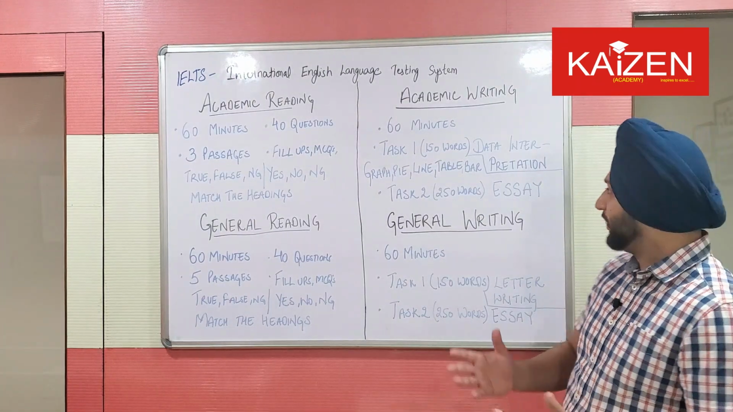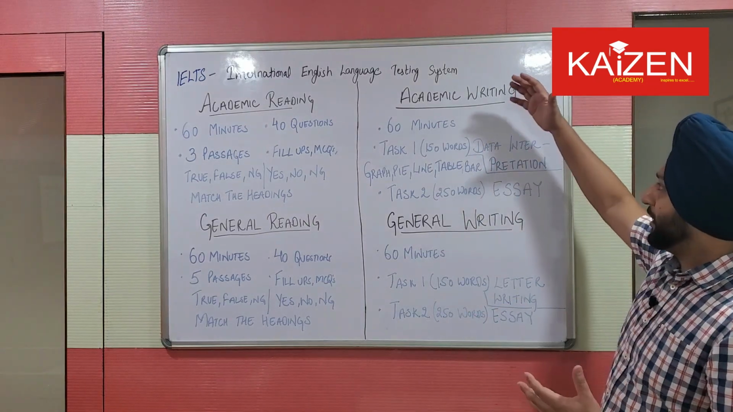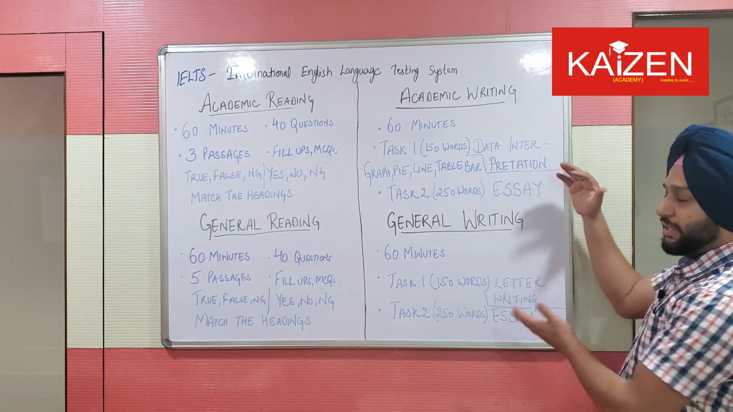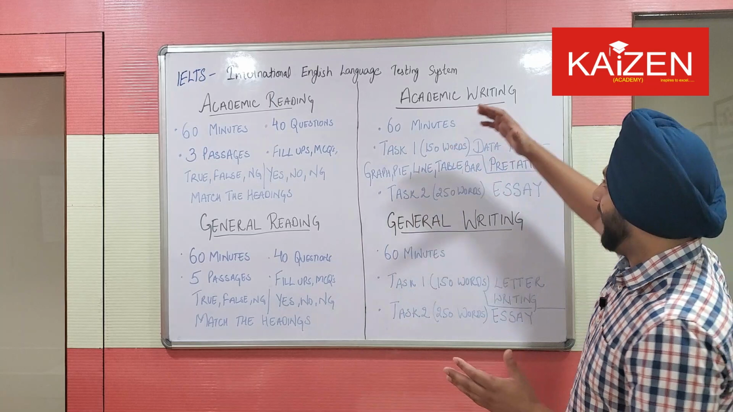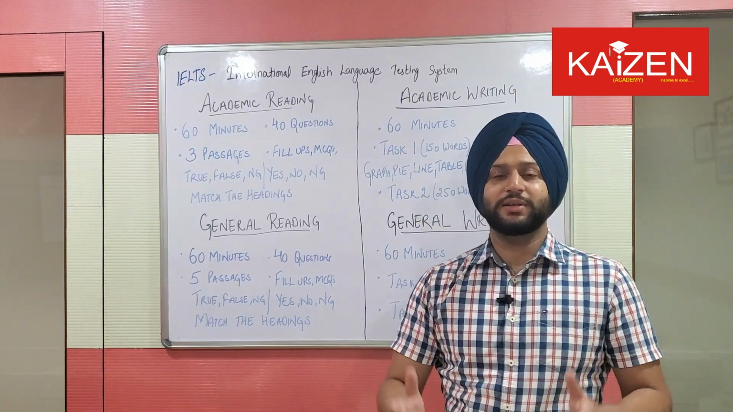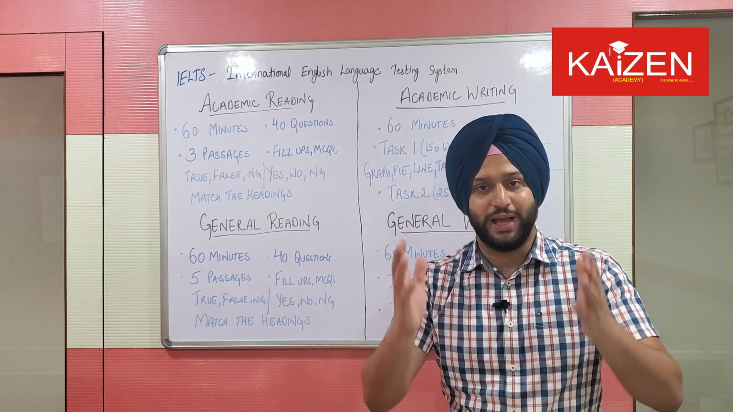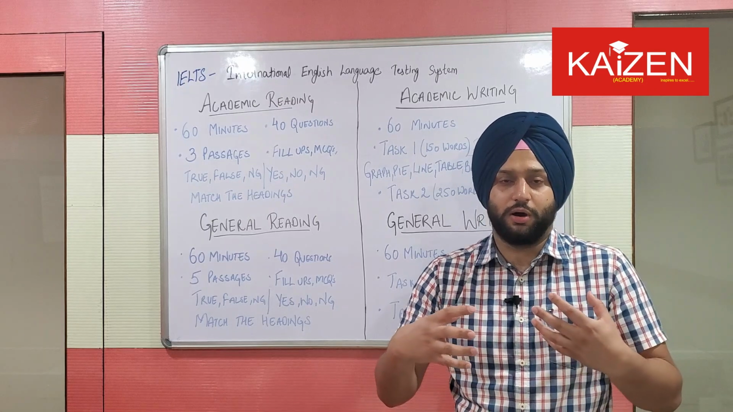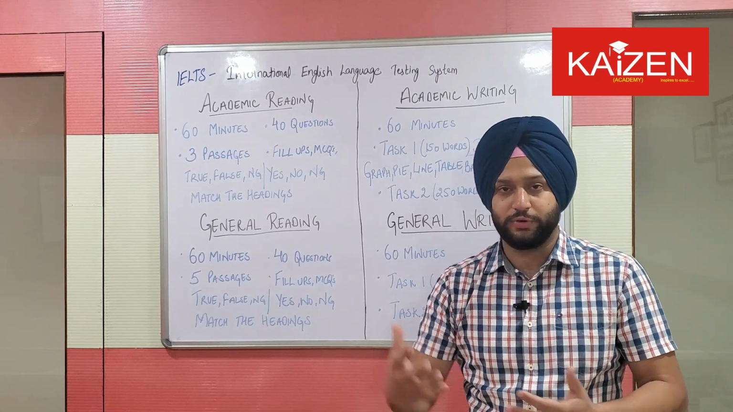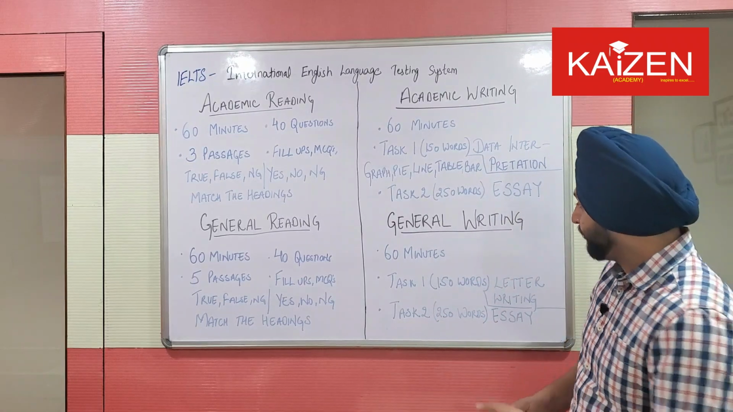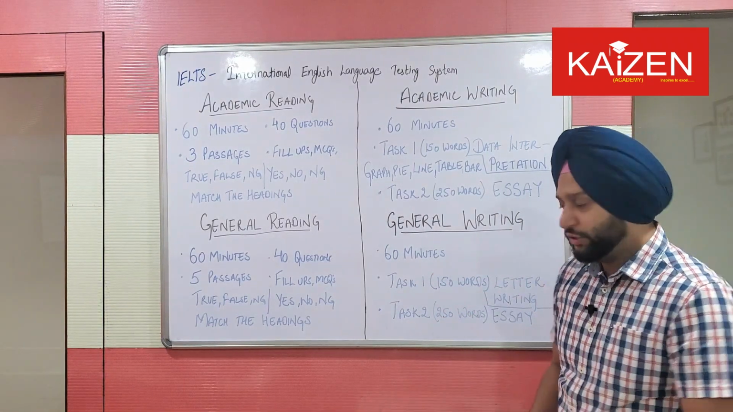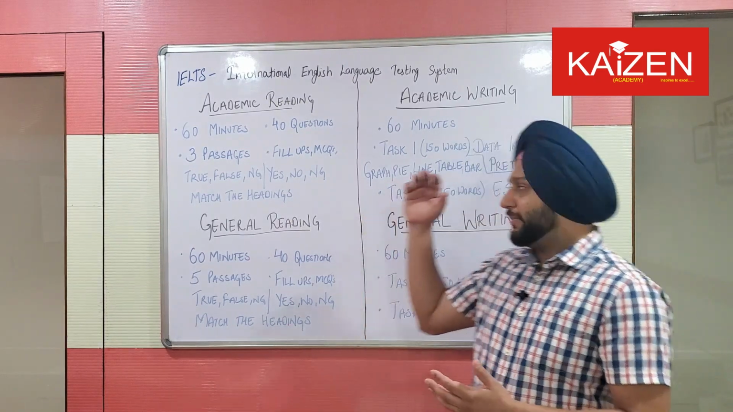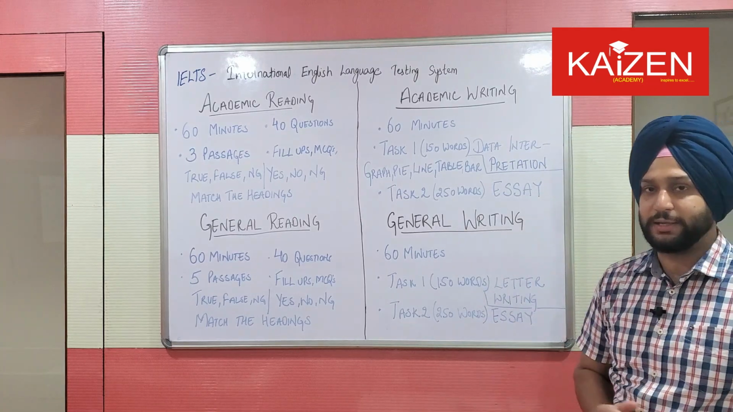So just to encapsulate, or to conclude, the difference between academic writing and general writing: task 2 remains the same. There is a difference in task 1. In academic writing task 1, you'll be given data. You have to interpret that, analyze it, and put down the same data in your words, of what you've understood from that given picture or given data. And in task 1 in general writing, you have to write a letter. So this is the basic difference between academic writing and general writing.